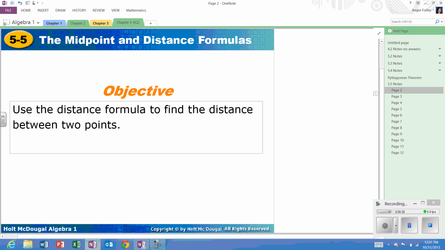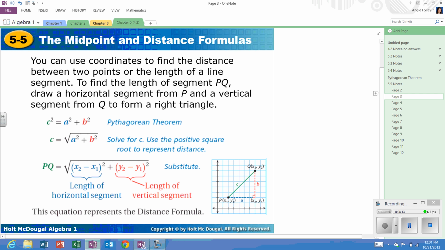Okay, so we're going to look at using the distance formula to find the distance between points, and the Pythagorean theorem is going to come into play.